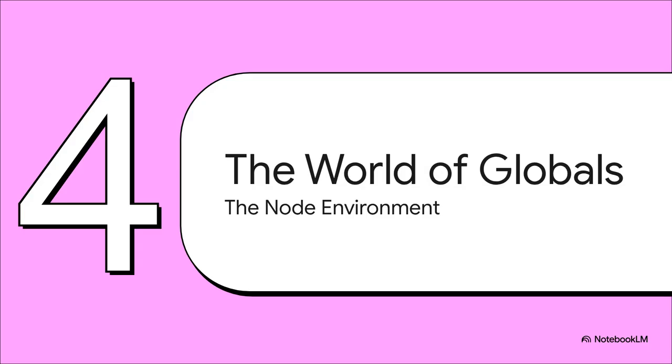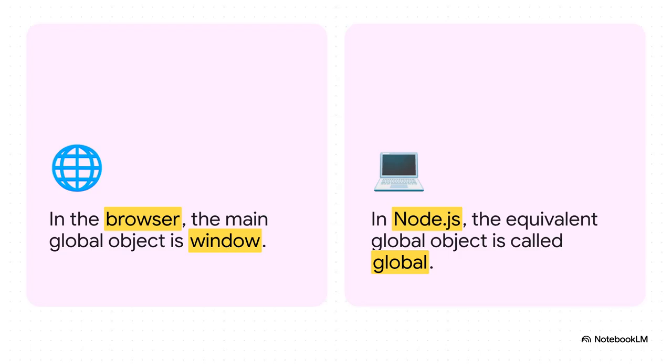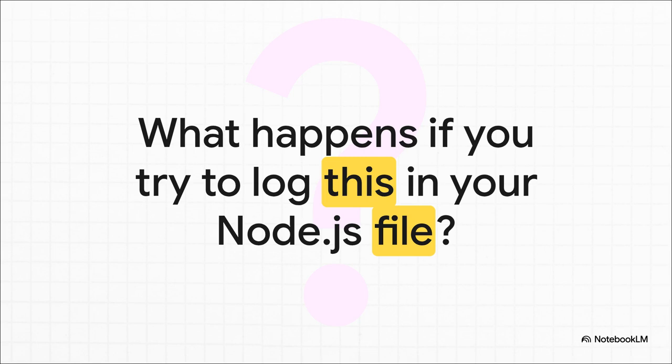Awesome. So you've written code and you've run it. But to really get what's going on, we need to talk for a minute about the environment your code is living in. Specifically, this idea of global objects. When you're writing JavaScript for a web browser, there's this big overarching object called window that holds all the global stuff. Well, Node.js has its own version of that, and it's just called global. Simple enough, right? Okay, but here's where it gets a little weird. In a browser, if you're at the top level of your script, the keyword this usually points to that window object. So you might think in Node, this would point to global.